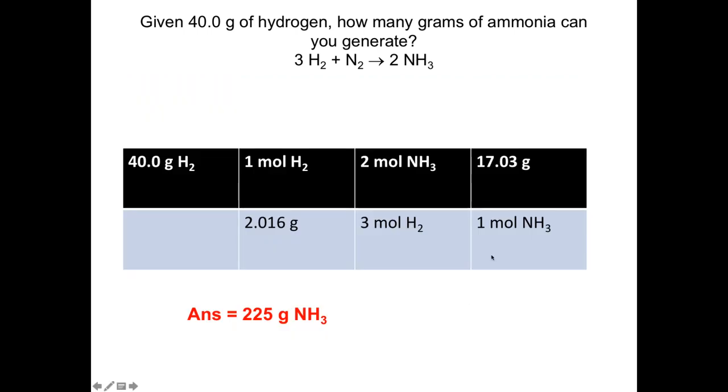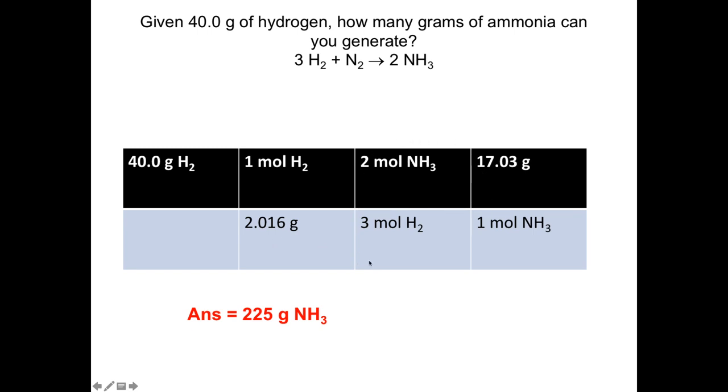Okay, so for this problem here, again, you're starting with grams. In this case, it's hydrogen, and we're finishing up with ammonia. And so the molar mass of ammonia is 17.03. The given from the problem for the hydrogen is 40.0. So I have 40.0 grams of hydrogen in the given, the very far upper left. I need to go to moles. So 1 mole of hydrogen will be 2.016 because each hydrogen is 1.008 times 2 gives us this.